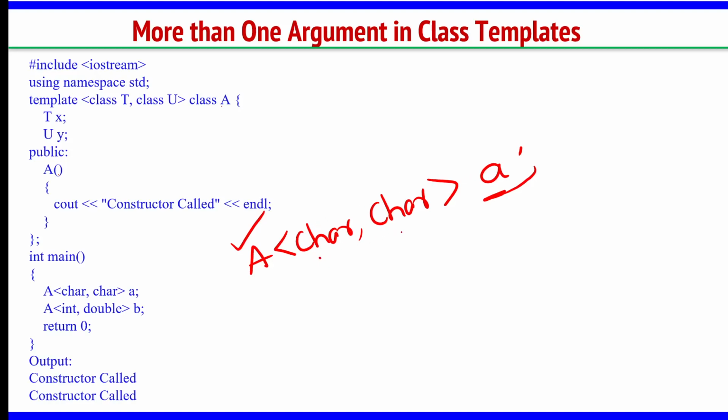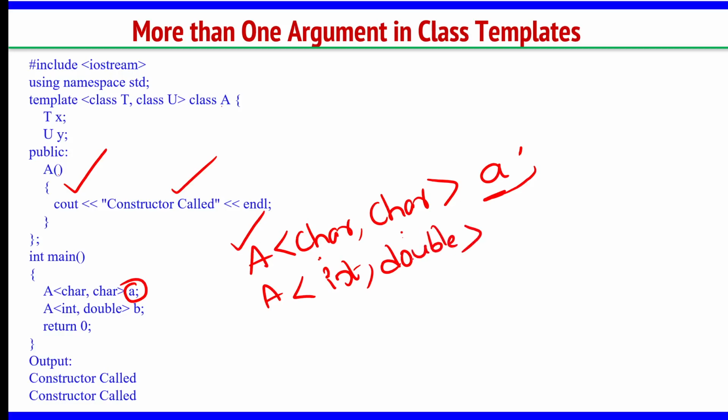What type am I giving here? I am giving char and char. When we give char and char here, immediately once an object is created, the default constructor will be executed. So, it will say constructor called. Again, for this class you are sending int and double as the values, and you are creating an object b. So, when you create an object b like this, immediately this constructor will be executed.